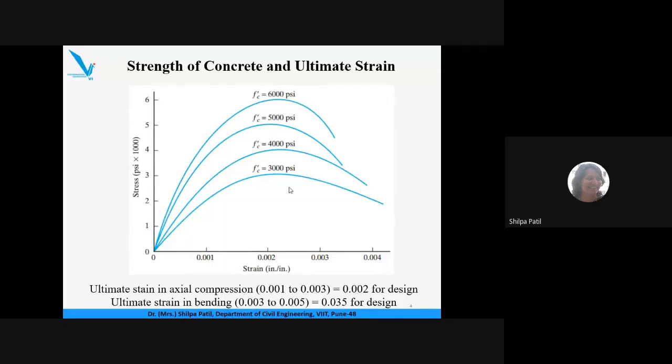What is the ultimate stress and what is the ultimate strain? Once you know these two values for any particular concrete, we can design any particular section using that material easily. Now, in case of concrete, the ultimate strain value is obtained around 0.002, whatever is the grade of the concrete.